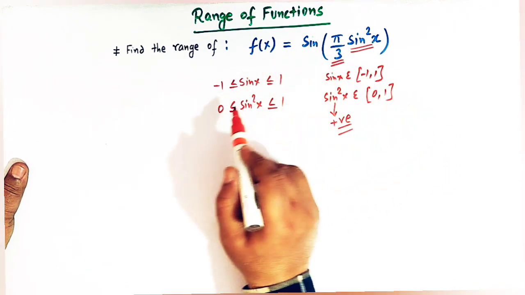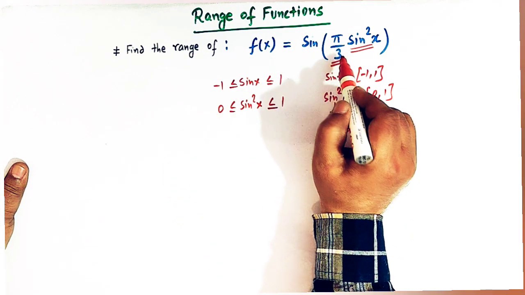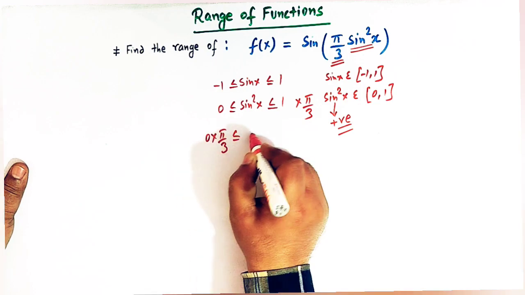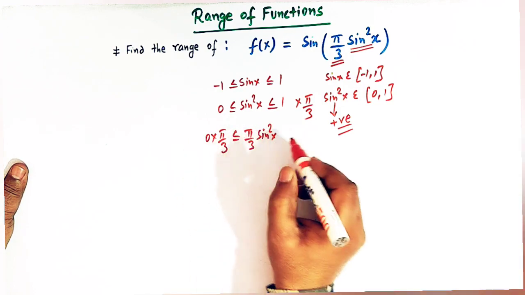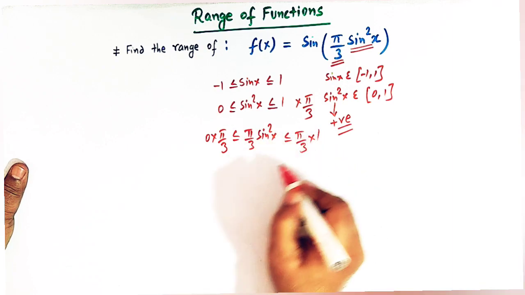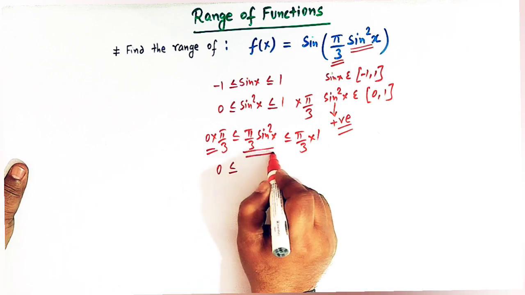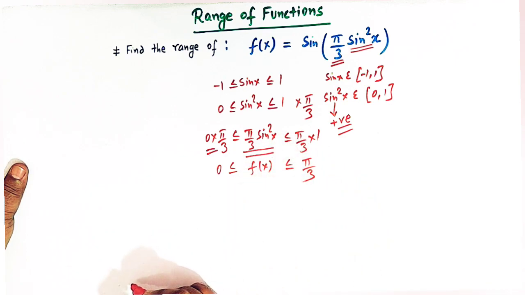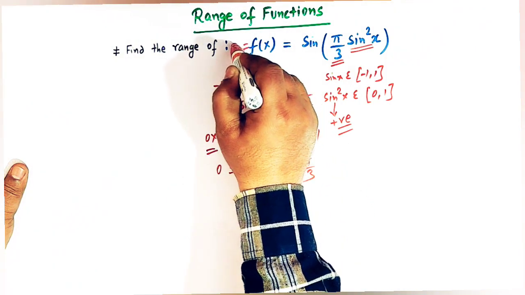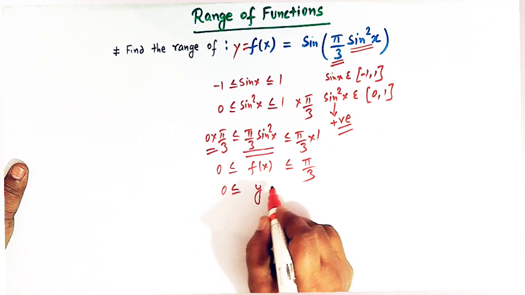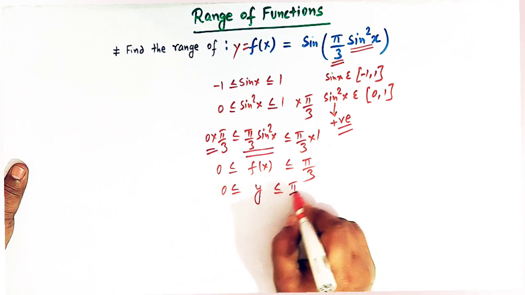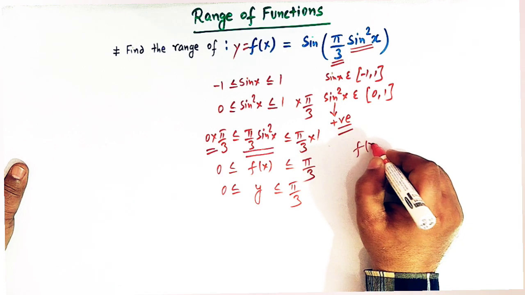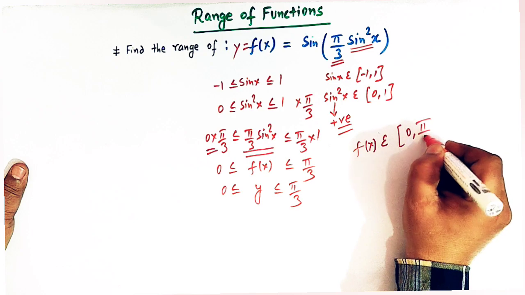Now we'll multiply this inequality throughout by pi by 3. Multiplying by pi by 3, we have 0 times pi by 3, then pi by 3 sin square x, and then pi by 3 times 1. So this is 0, then f(x), and then pi by 3. If we take y = f(x), then y ranges from 0 to pi by 3. So the range of this function f(x) is given by the interval 0 to pi by 3.